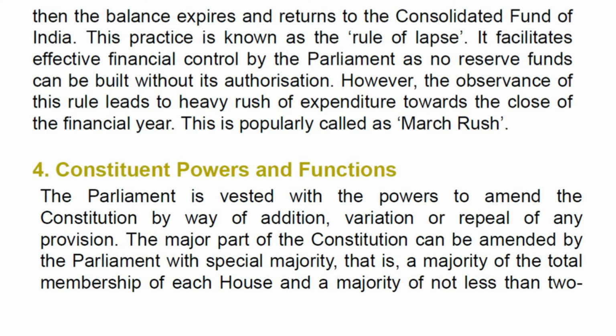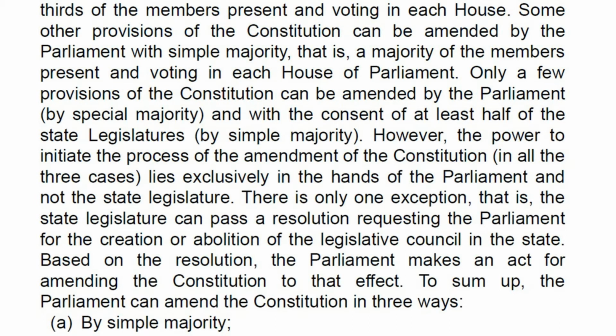4. Constituent powers and functions. The Parliament is vested with the powers to amend the Constitution by way of addition, variation, or repeal of any provision. The major part of the Constitution can be amended by the Parliament with special majority, that is, a majority of the total membership of each House and a majority of not less than 2/3 of the members present and voting in each House. Some other provisions of the Constitution can be amended by the Parliament with simple majority, that is, a majority of the members present and voting in each House of Parliament.